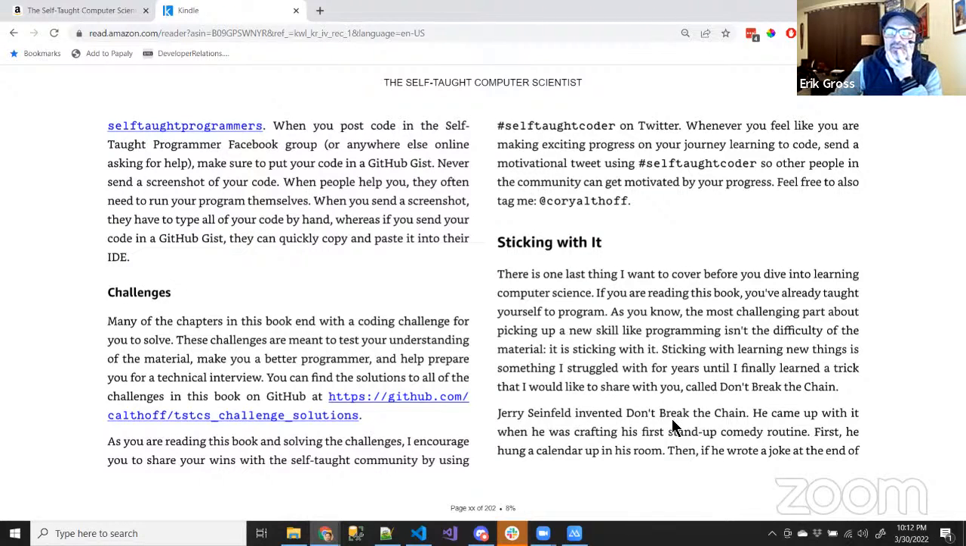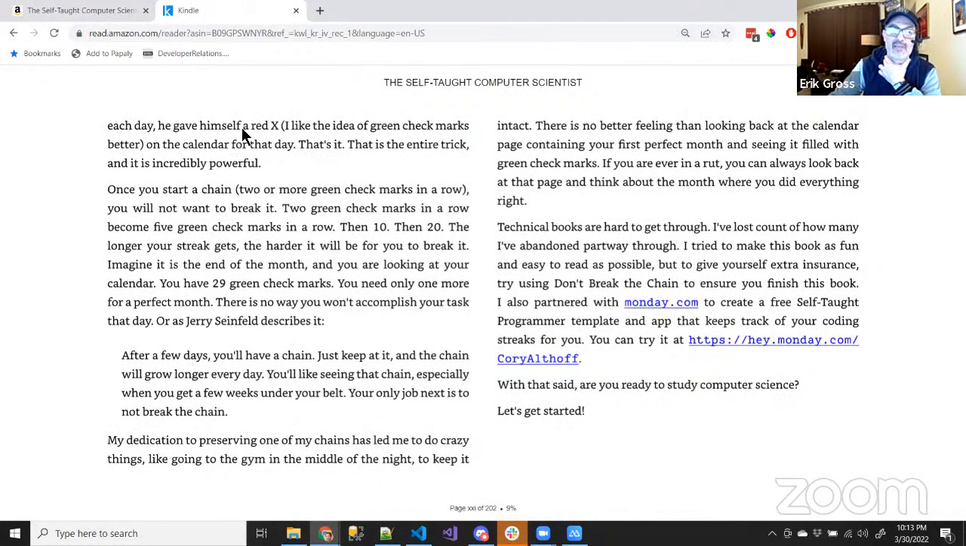Jerry Seinfeld invented "Don't Break the Chain." He came up with it when he was crafting his first stand-up comedy routine. First, he hung a calendar up in his room. I might actually get a paper calendar, which I haven't owned in years. Then, if he wrote a joke, at the end of each day, he gave himself a red X on the calendar for that day. That's it. Once you start a chain, 2 or more marks in a row, you will not want to break it. Man, it's just so simple.